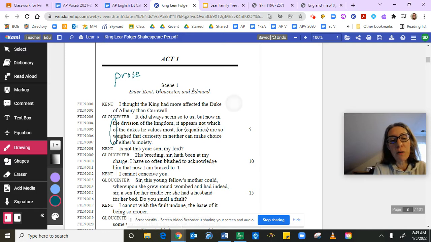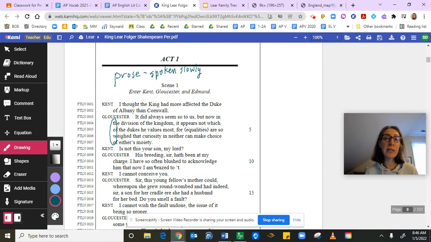Prose is spoken more slowly. It's actually often associated with higher ranking characters, but it's spoken slowly because they don't have the iambic pentameter to help keep moving them along. Iambic pentameter allowed the actors to speak really, really quickly, which is how they were able to perform these big, long plays in a reasonable amount of time. Today, the emphasis in performance in Shakespeare is very naturalistic. People seem to do their best to make it sound like regular, colloquial, contemporary English, which slows it way down.